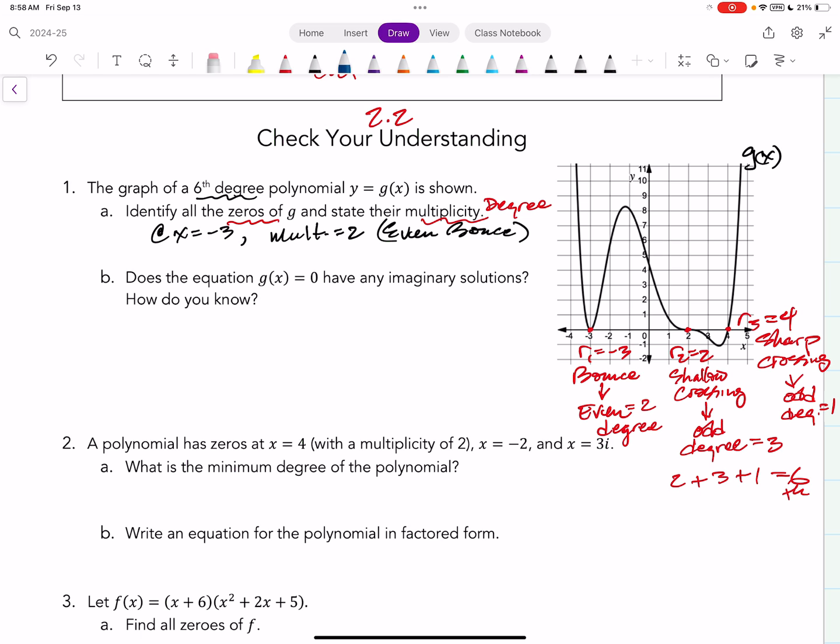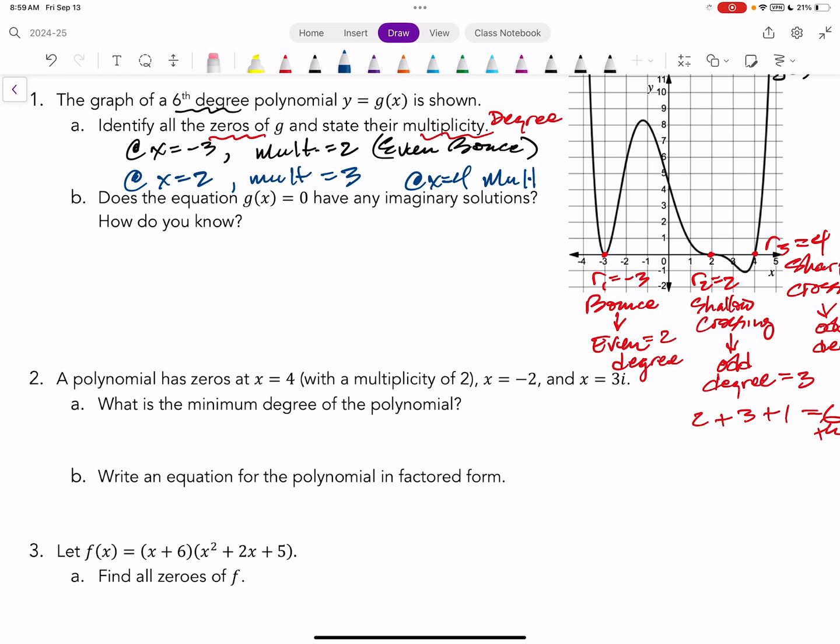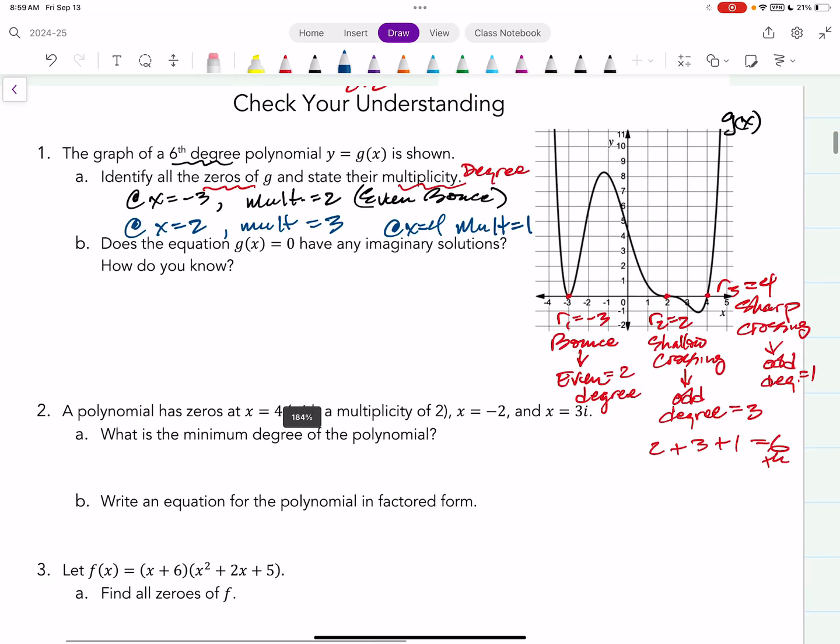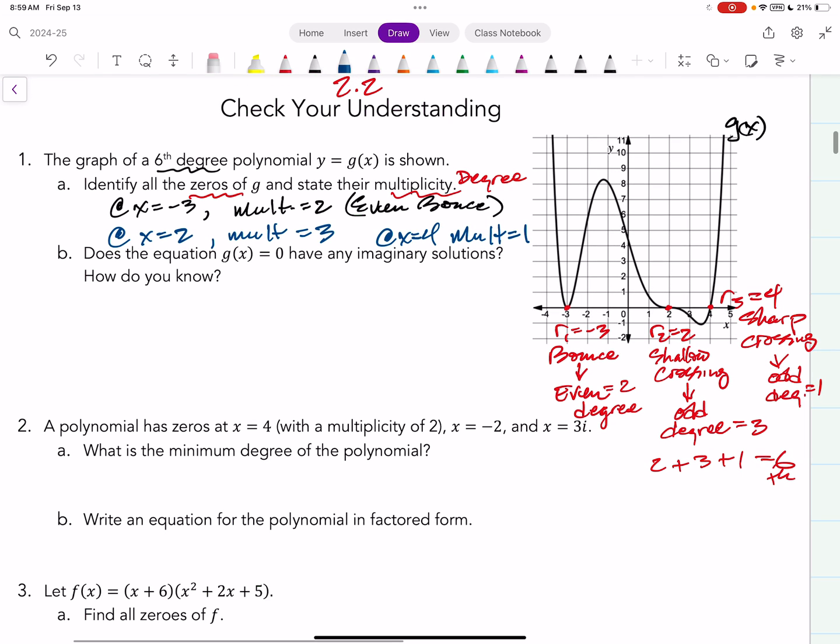So on the other one here, at x equals 2, the multiplicity is 3, and then at x equals 4, running out of room here, we have a multiplicity of 1 because there's a sharp crossing. I repeated myself a little bit there, but you got the idea.